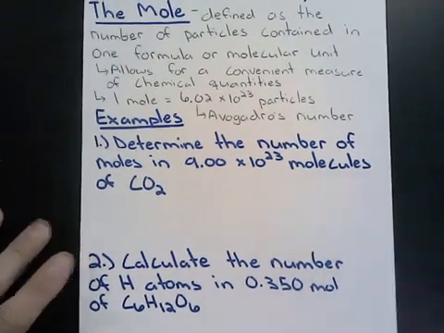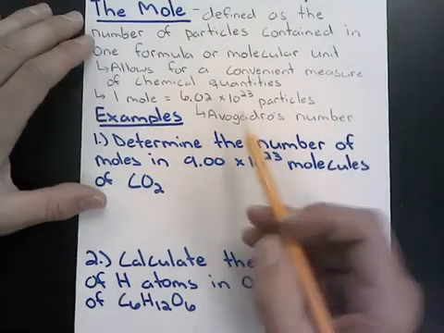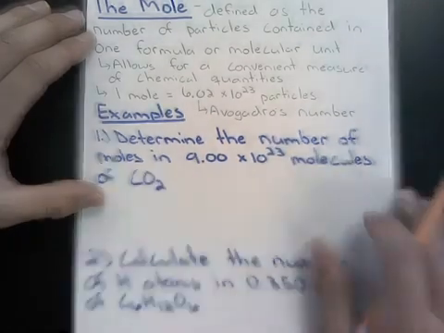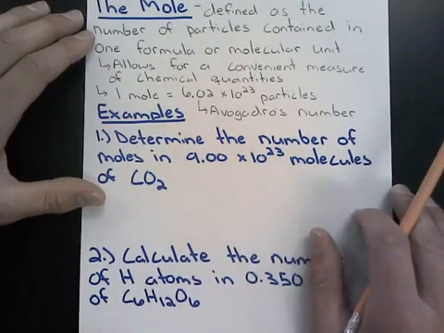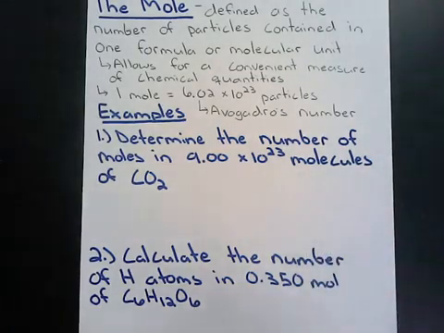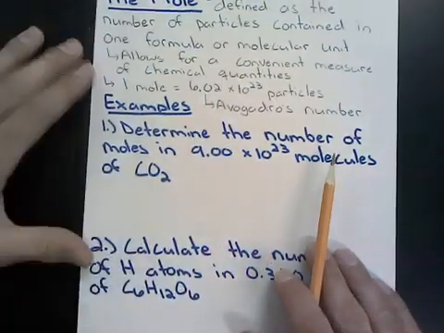So let's take this for example. Let's say we want to know the number of moles in a sample of carbon dioxide that contains 9.00 times 10 to the 23rd molecules. Well, our conversion factor here is this: 1 mole equals 6.02 times 10 to the 23rd anything. It's very similar to saying 1 dozen always equals 12, but 1 mole equals this exact number.